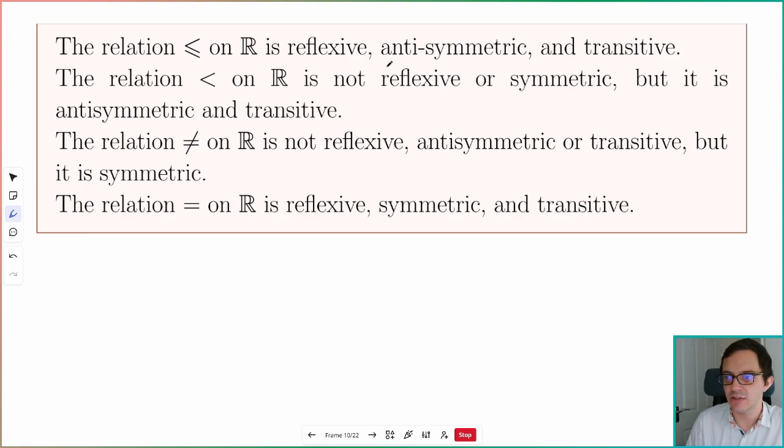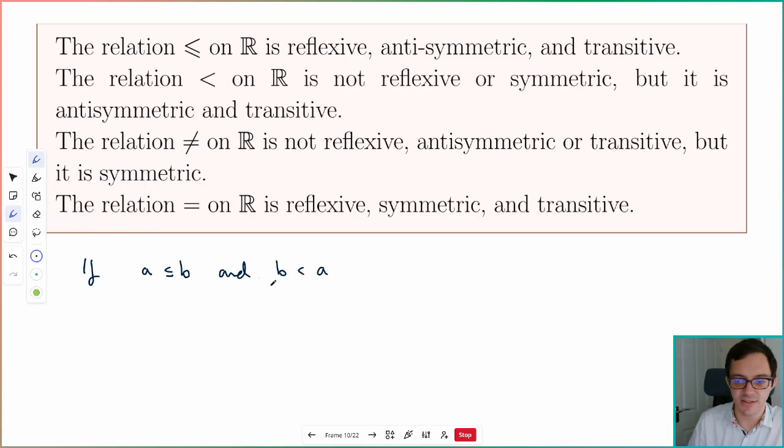Anti-symmetric is not too bad. Let's write it out though. If A is less than or equal to B and B is less than or equal to A, then my conclusion is supposed to be A is equal to B. And that's just true, isn't it? That's a true fact about less than or equal to. So that's what I mean by anti-symmetric.